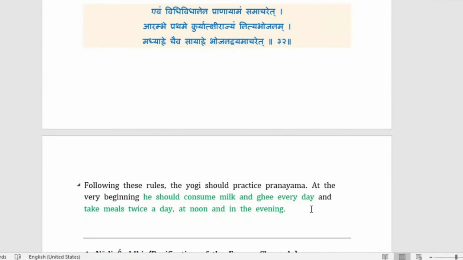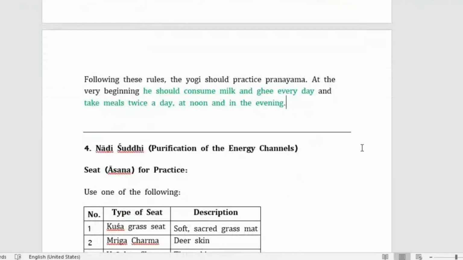And how many times should you eat? Twice a day, at noon and in the evening. He said we should eat twice. These are the two rules that Gherand Rishi has stated. So again, remember the difference. There he said it before asana, or at the start of asana. Here he has said this at the starting of pranayam. So these differences you should remember from the exam point of view. Okay, we will stop here and tomorrow we will start pranayam, nadi shuddhi.